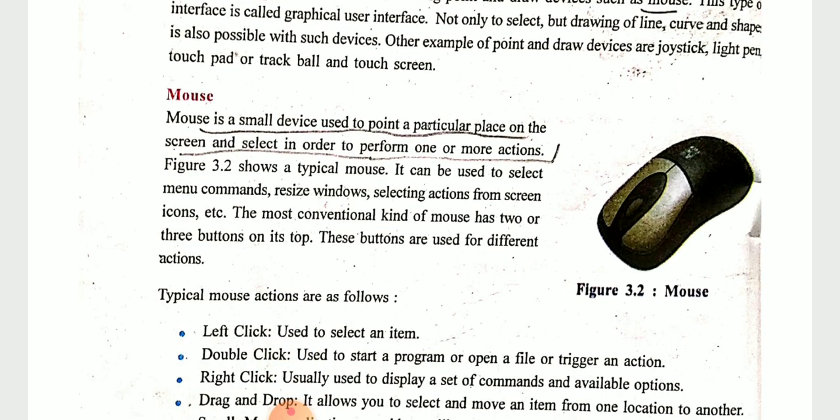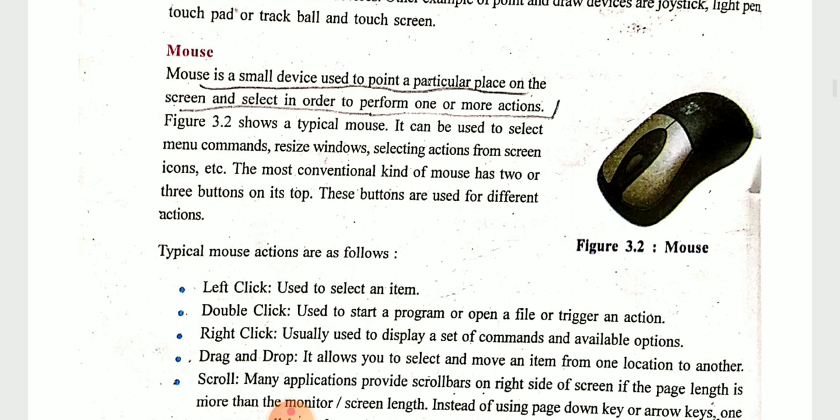So first of all, I will explain the mouse. Look at the picture. This is a mouse. A mouse is a small device used to point to a particular place on the screen and select in order to perform one or more actions. Mouse is used for drawing pictures. If you want to draw pictures, you can draw with the use of a mouse.